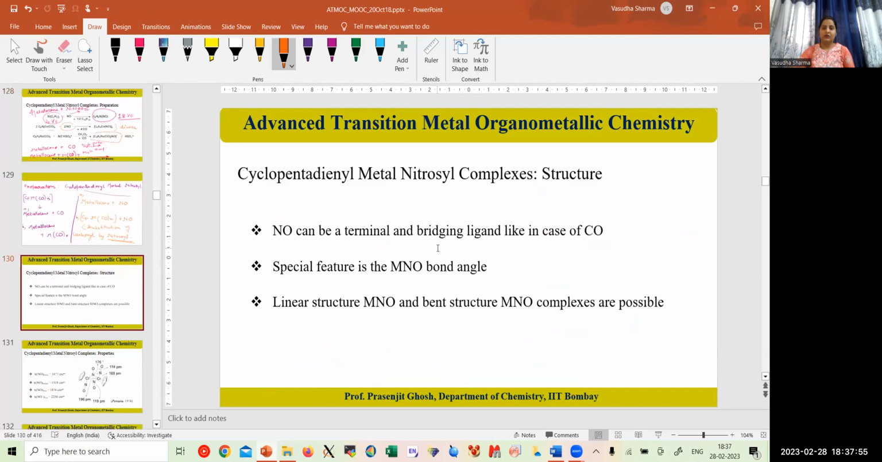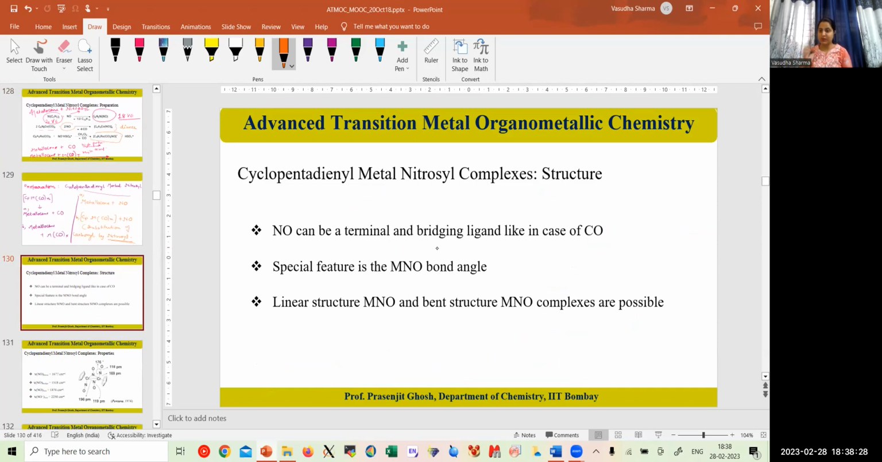Now, talking about its structure again. NO can be terminal as well as bridging ligand, as we have seen in carbonyl. So here we need to understand that carbonyl can occur as terminal as well as bridging. It can bridge with one metal or two metals or three metals, depending on the metals. So it could be mu-one fashion or mu-two fashion and so on and so forth. Similarly, nitrosyl will also play the same way.